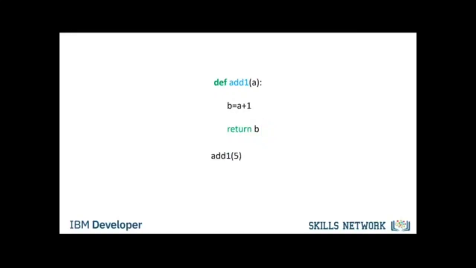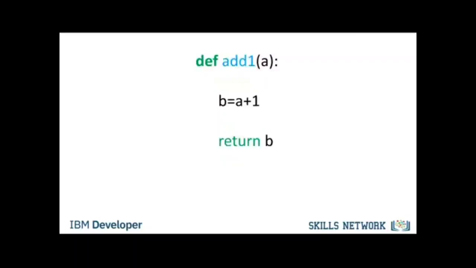After we define the function, we can call it. The function will add 1 to 5 and return a 6. We can call the function again, this time assigning it to the variable c. The value for c is 11. Let's explore this further.